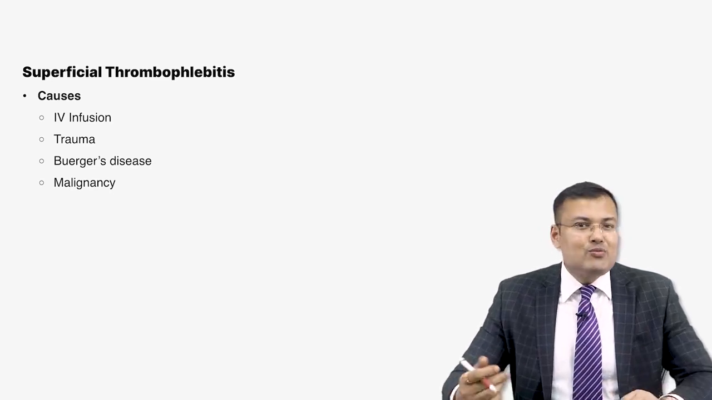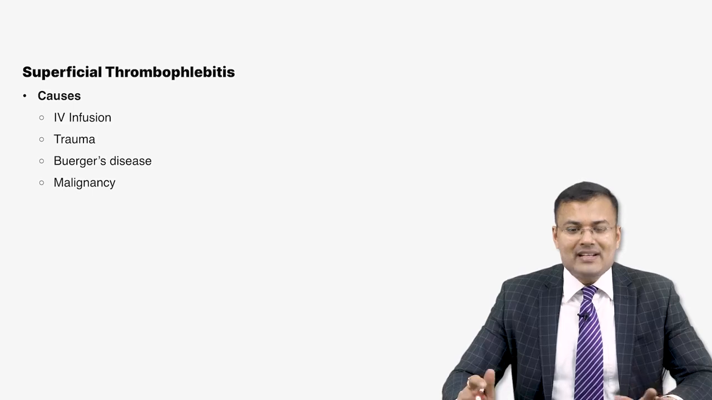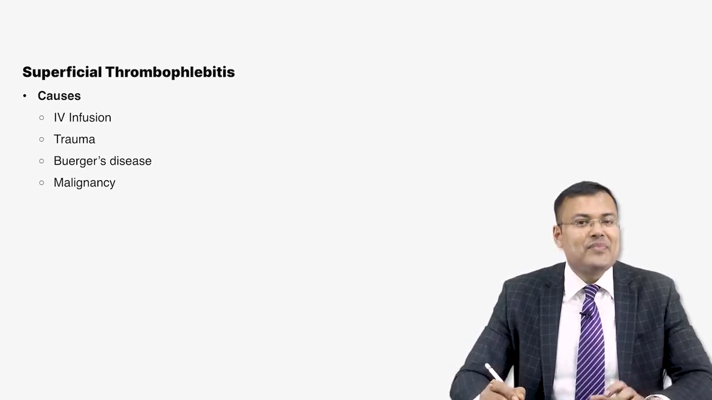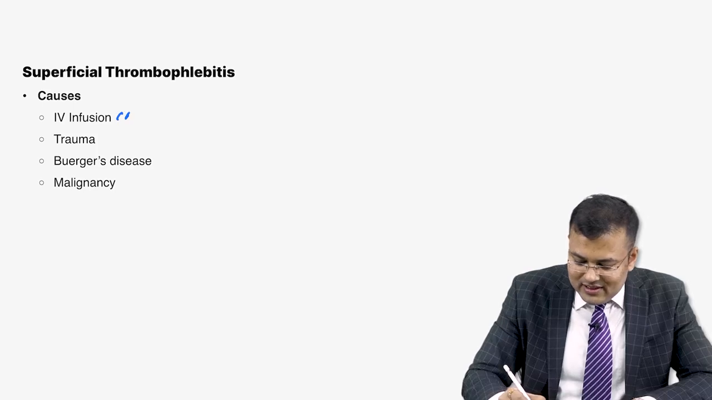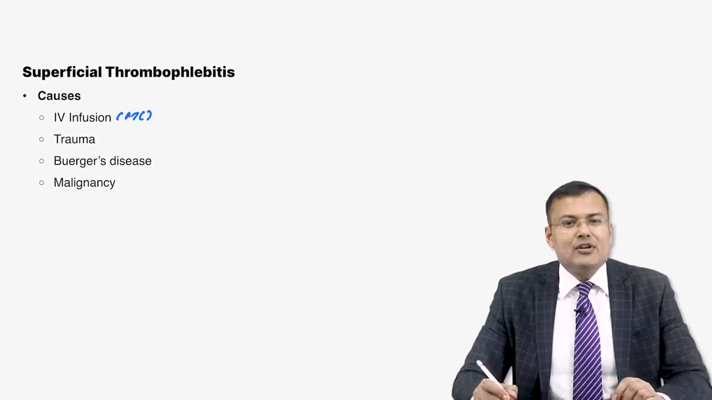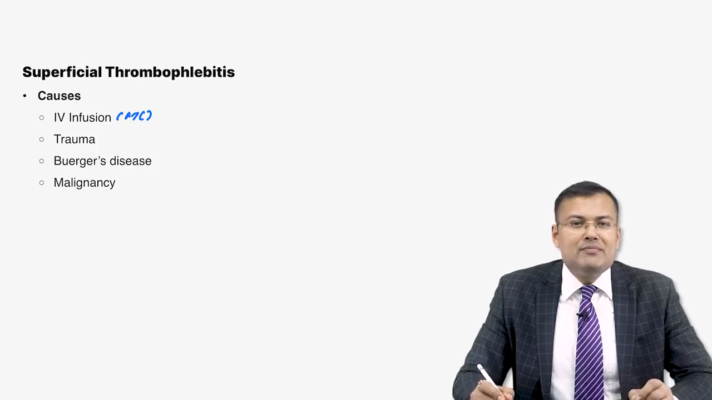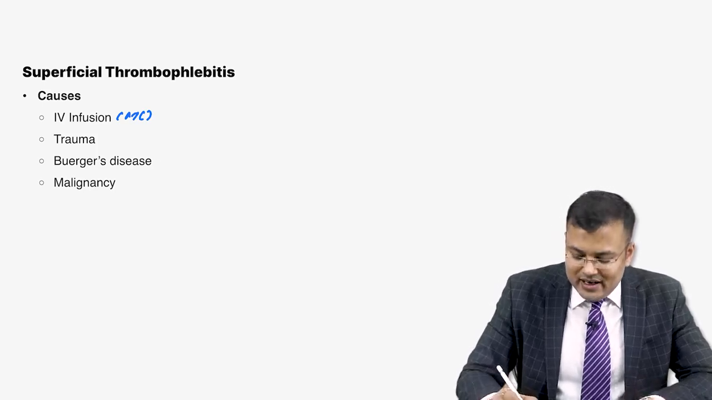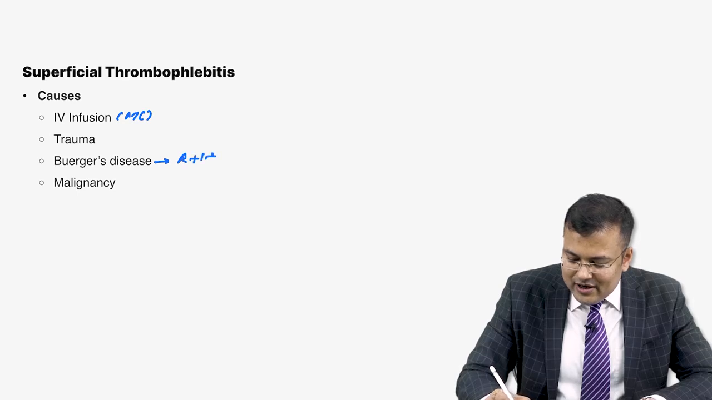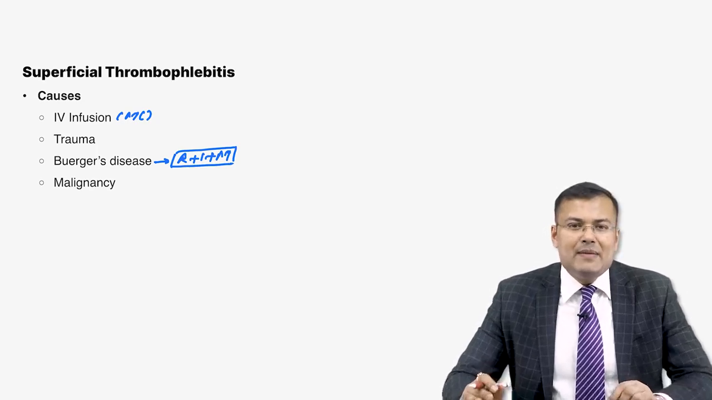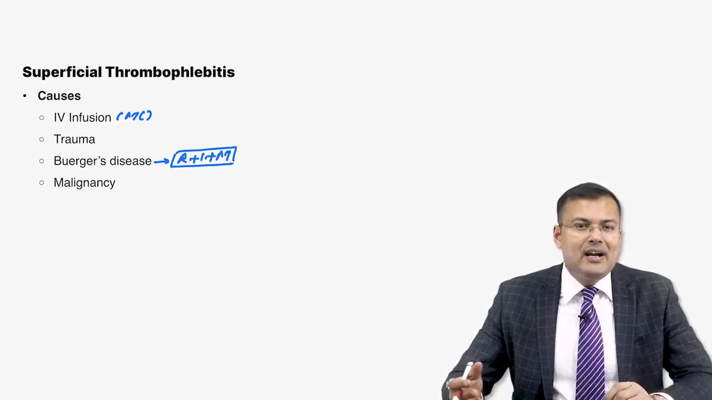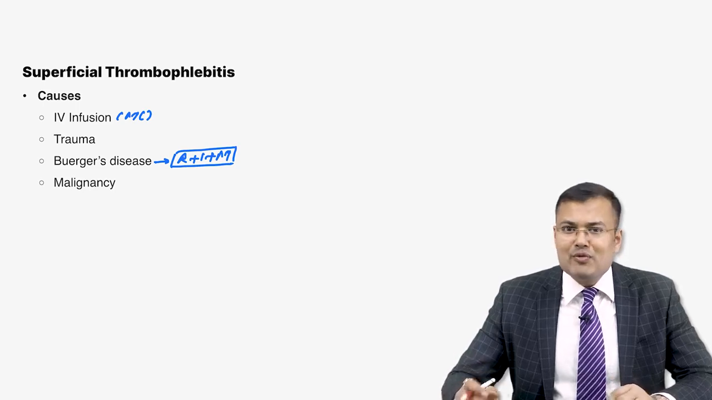So can you tell me what is the most common cause of superficial thrombophlebitis? Yes, it is IV infusion. Guys, the most common cause is IV infusion. It can occur because of trauma. It can occur in patients of Buerger disease also. We discussed that. In Buerger disease, what is the triad? Mnemonic was RIM. R means Raynaud's phenomenon, I means intermittent claudication, and M, that was migratory superficial thrombophlebitis.